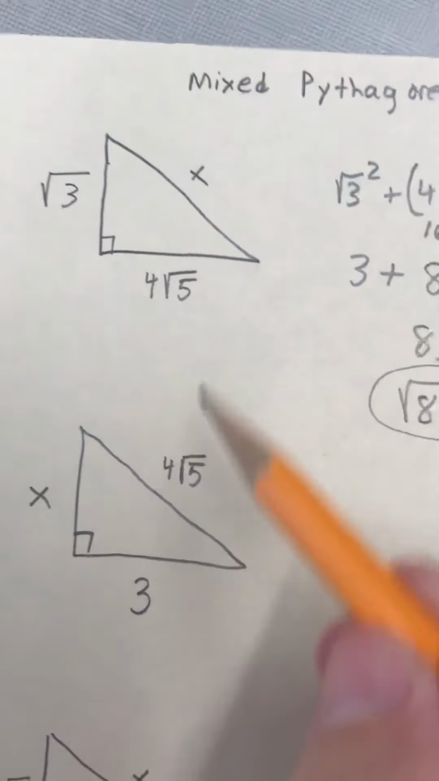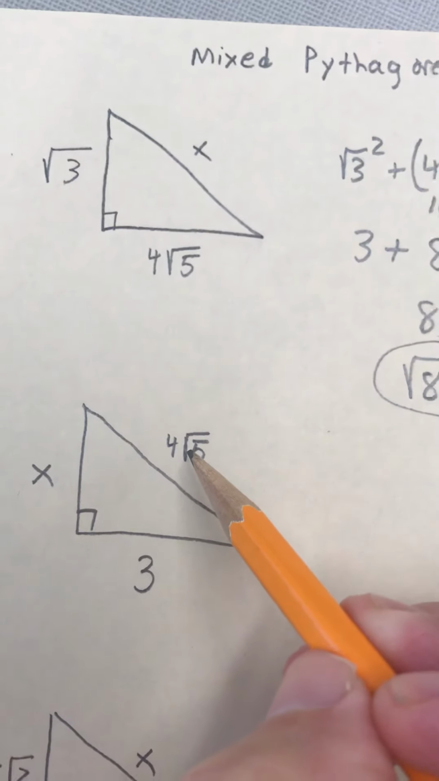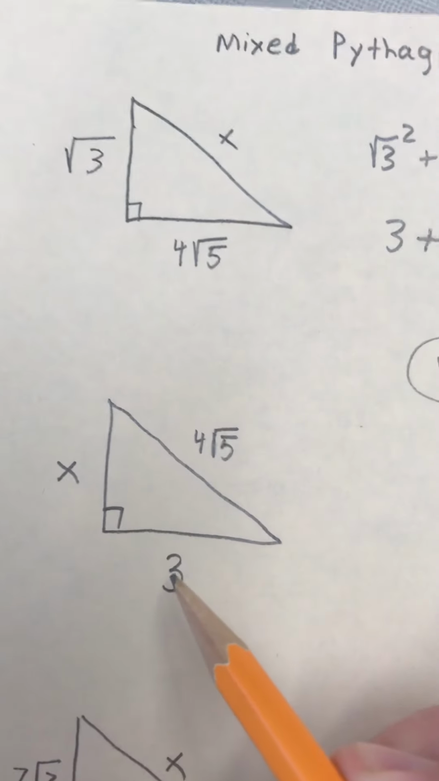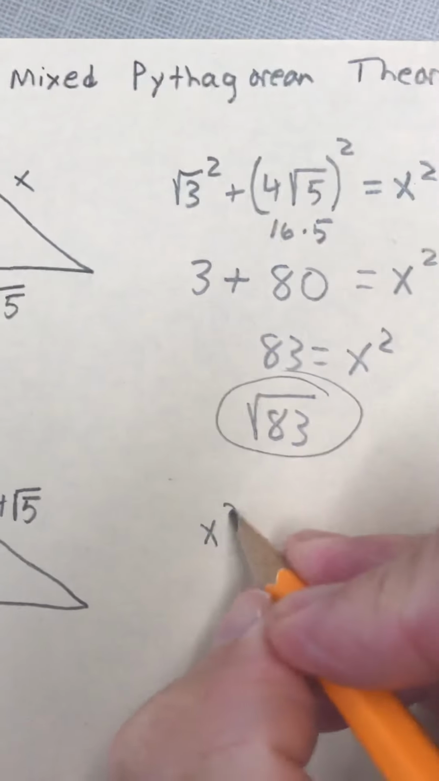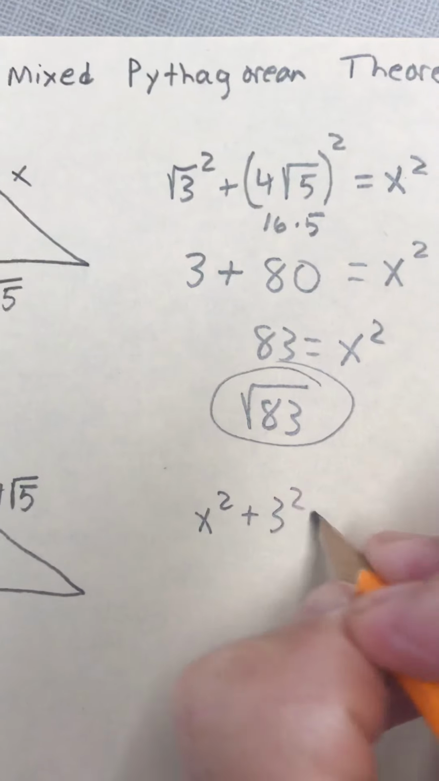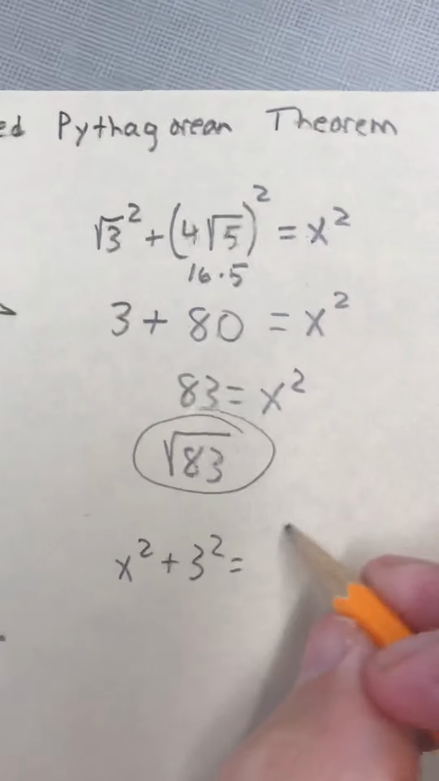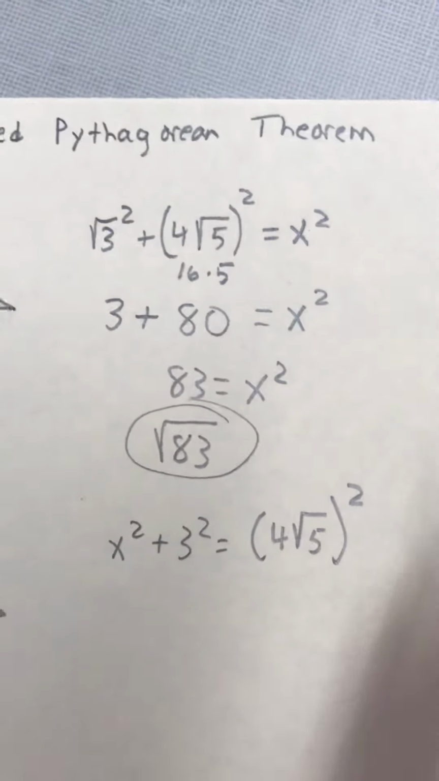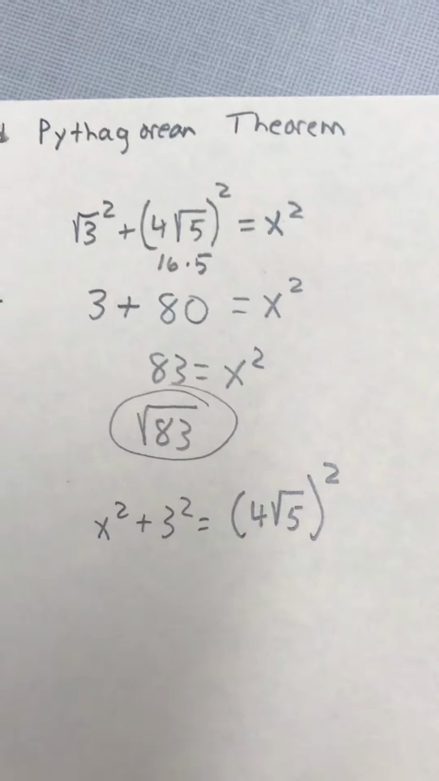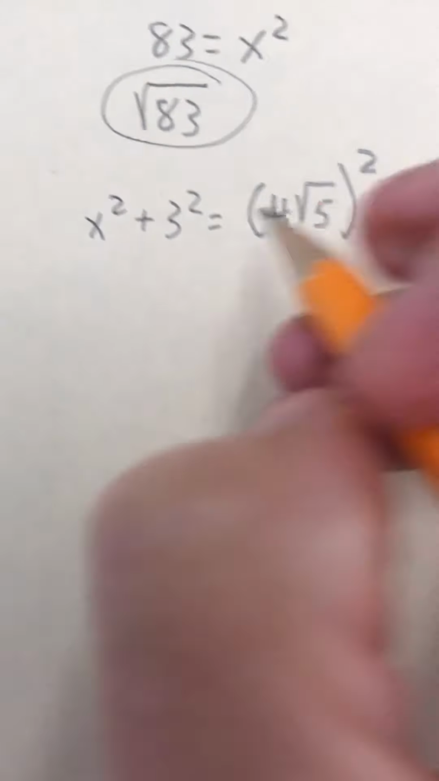Here's another one. I moved the 4 radical 5 to the hypotenuse, and I got rid of the radical just so we can maybe see how that occurs. The two legs are the x and the 3, so let's get those on the same side. So x squared plus 3 squared equals, again, 4 radical 5 squared. Now, this is going to come out to be 80. I'm going to go through the process again, just so we see it.